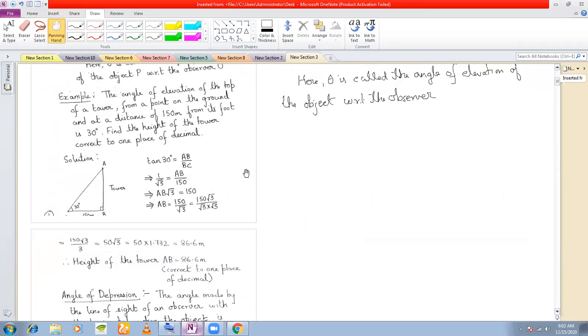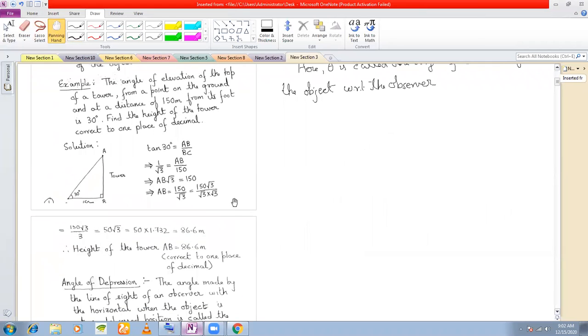Let's see this example. The angle of elevation of the top of a tower from the point on the ground at a distance 150 meter from its foot is 30 degree. Find the height of the tower correct to one decimal place. Now this is a very simple example to start with, just to make you understand the concept of angle of elevation.